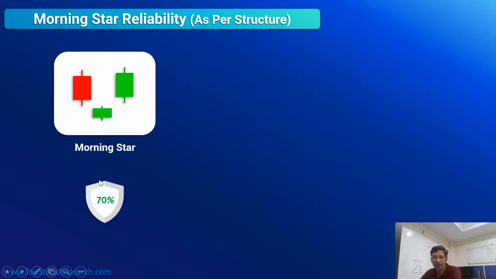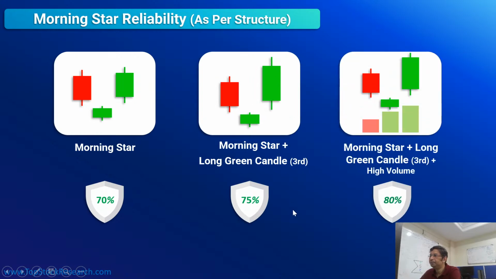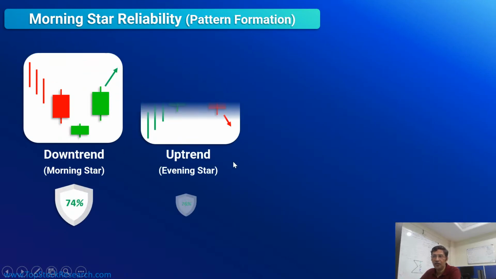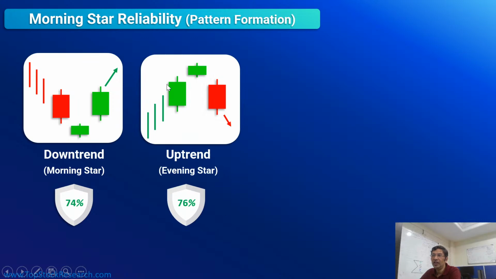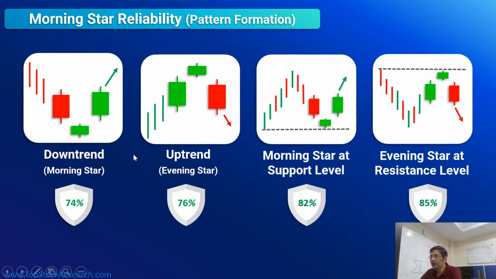Reliability. If you just look at the structure, the reliability of Morningstar is about 70%. If this is a longer green with bigger gaps, the reliability goes up. If you see a long green with good volume, the reliability goes even higher. We have never seen 80 till now, right? So this is about 80%. If you go and look at a downtrend, it's just the opposite of that. If you see evening star and other things, depending on where it is formed, it should give you better confidence.